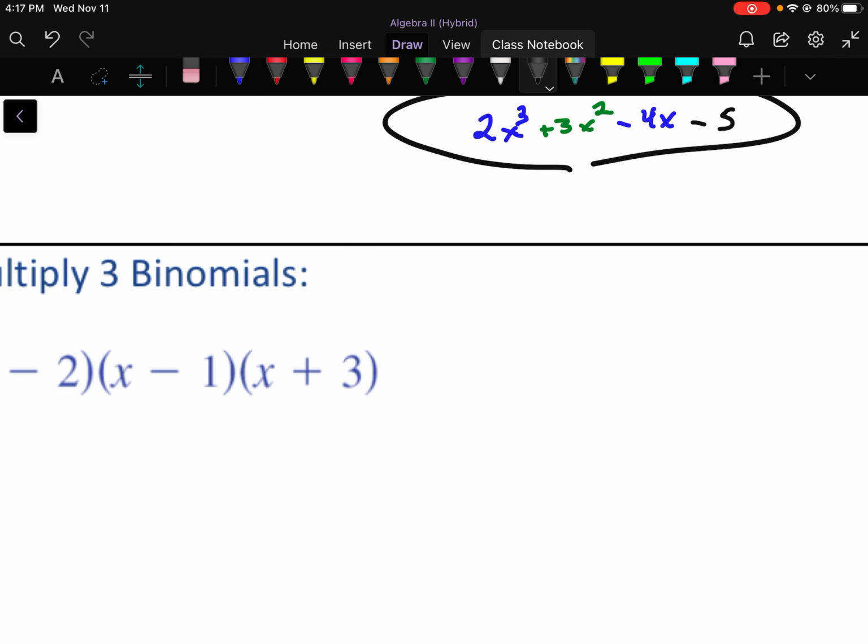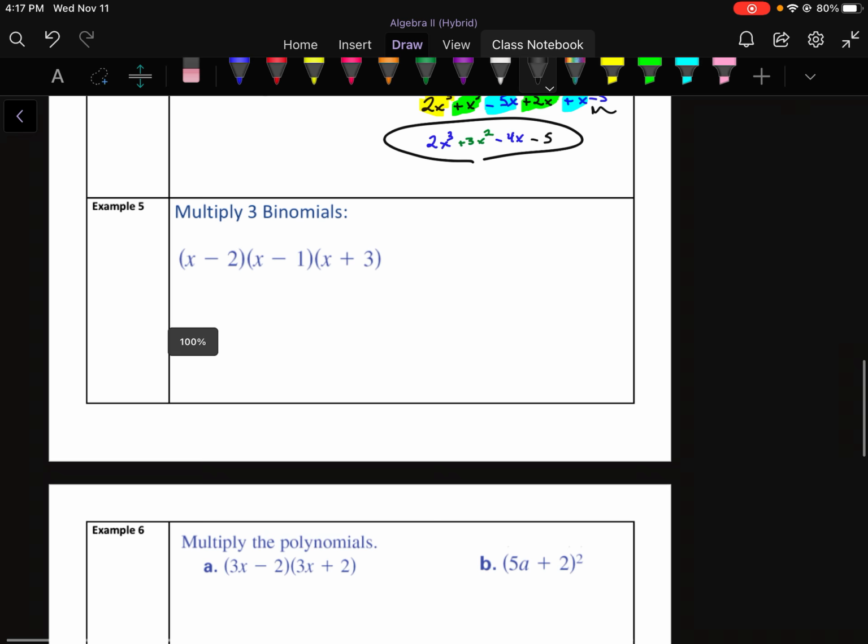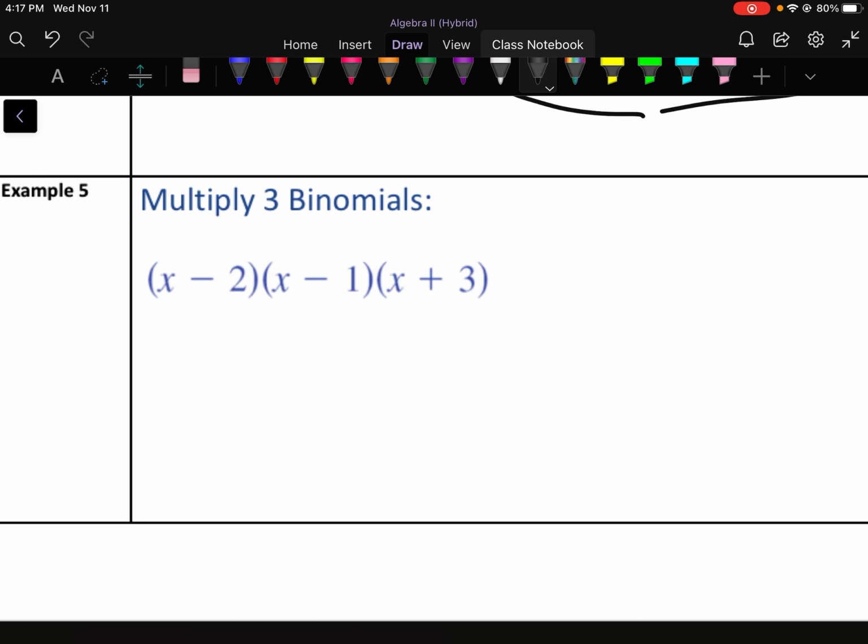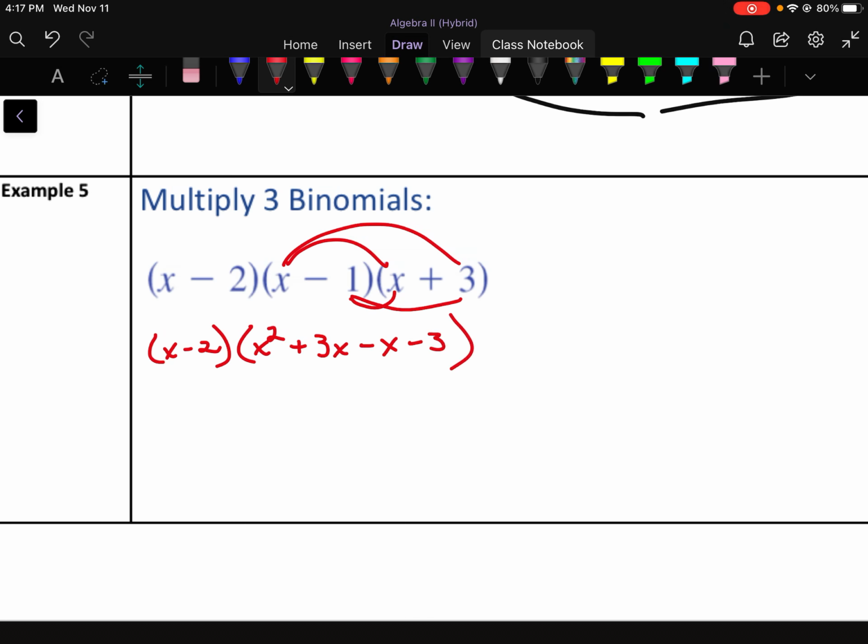Multiplying polynomials. Now, what happens if you have three binomials? You can really do this in any order that you want. I like to take the last two and multiply them out, so I'll do that. So leave the x minus 2, not do anything with it. Times, so we'll go x times x is x squared, x times 3 is 3x, and then we also got to take -1 times x and -1 times 3. So you just distribute both terms through the second polynomial.